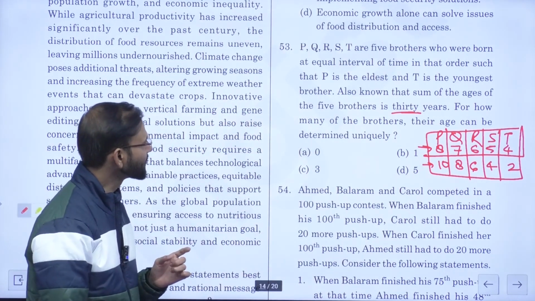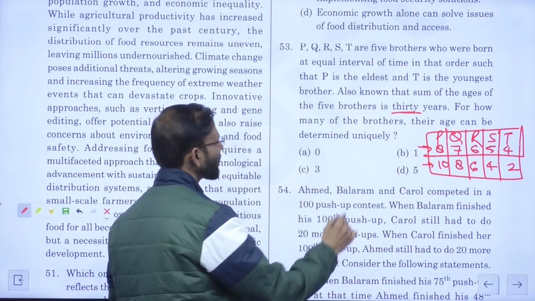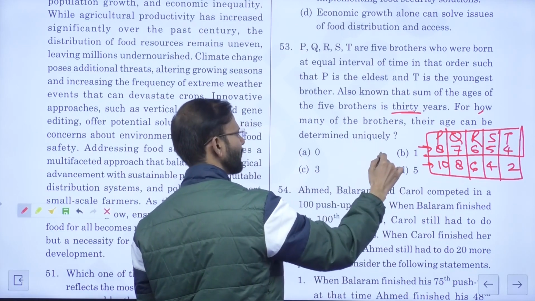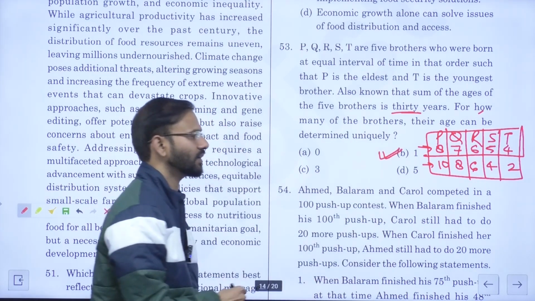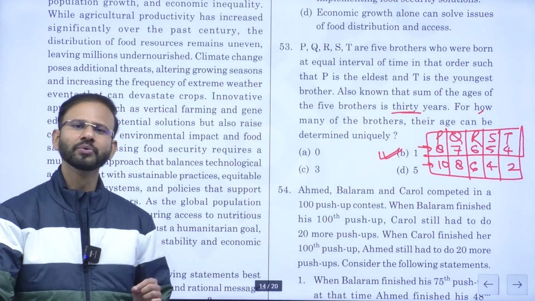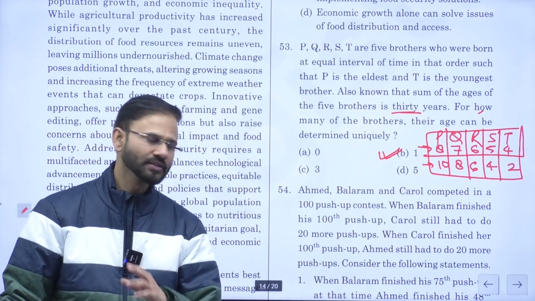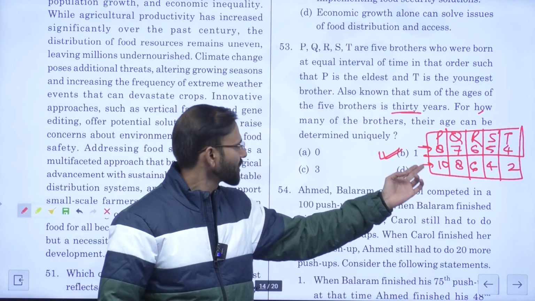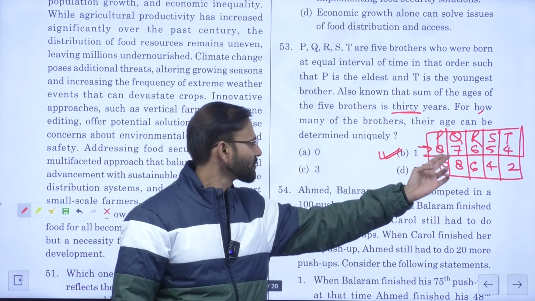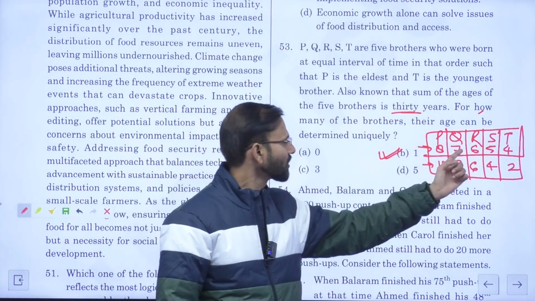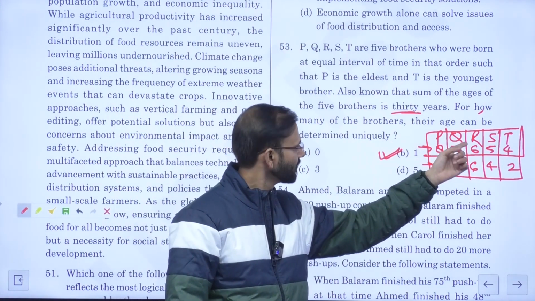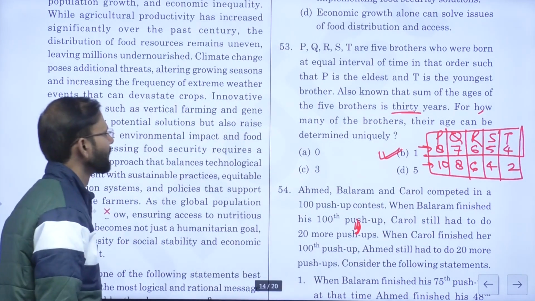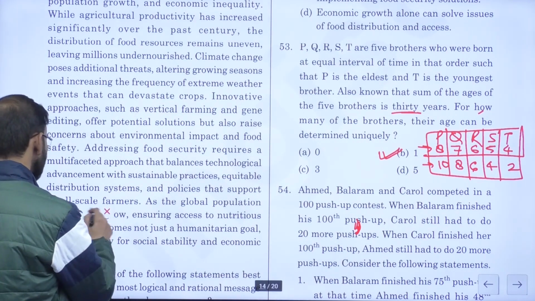Right? Now the question is saying, for how many brothers can their ages be determined uniquely? Only one. That is R. Age of R can be determined uniquely, which is 6 years. For the rest, we have two combinations. It can be 8 years also, it can be 10 years also, it can be 7 years also, it can be 6 years also. But for R, we can say for all the cases it will be 6 only. Right? Okay. Let's move to the next question, guys.